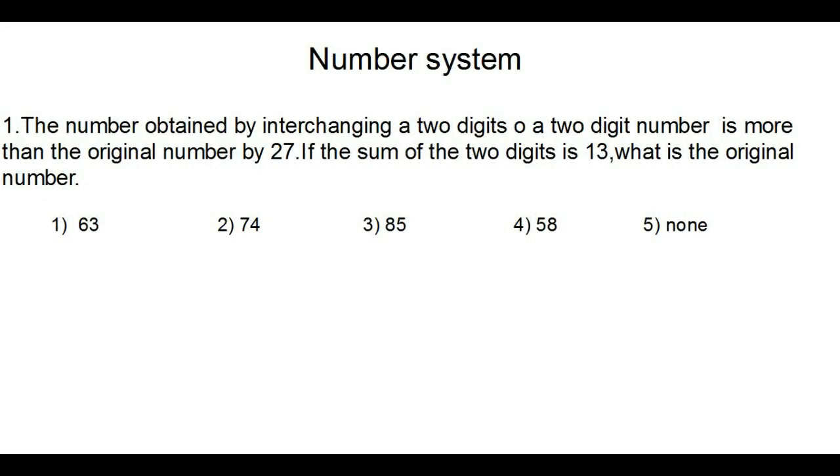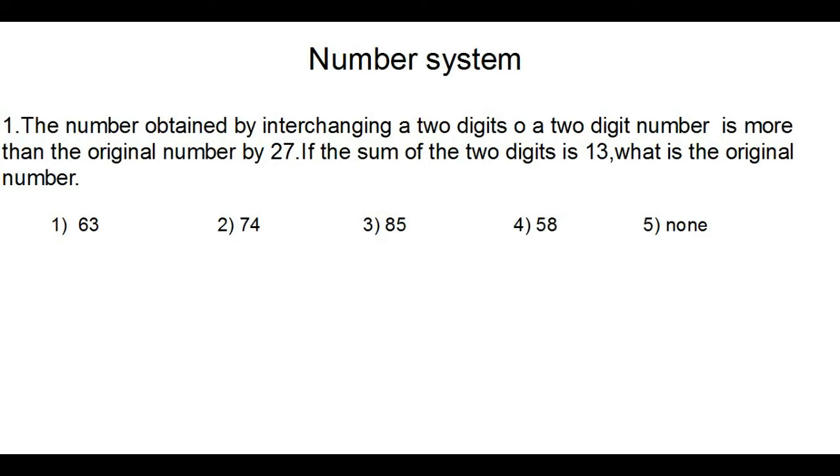Example from model 1. The given question here is: the number obtained by interchanging the 2 digits of a 2-digit number is more than the original number by 27. If the sum of the 2 digits is 13, then what is the original number? So let us now understand how to get the answer for this question directly by using the options.